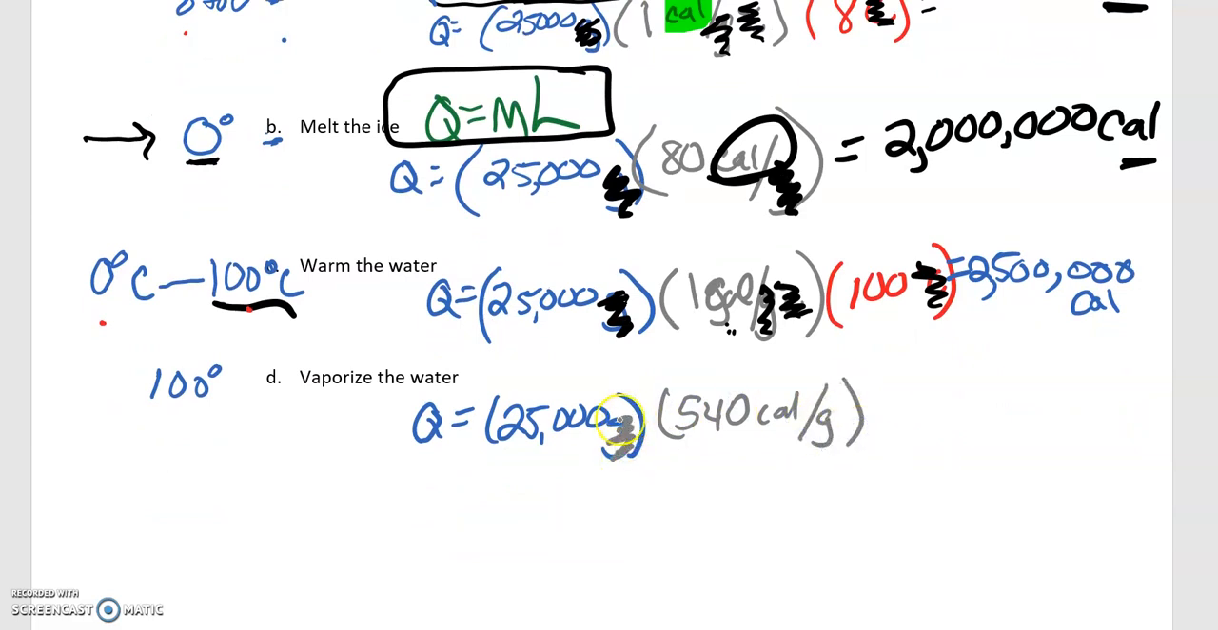Okay, check my labels. My grams cancel out with each other. Multiply those two together. So 13,500,000 calories.